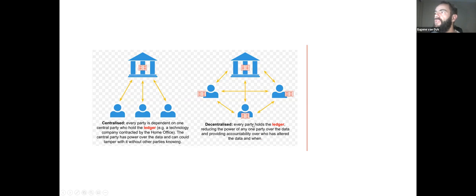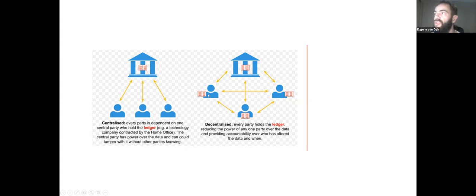When it comes to decentralized, every party holds the ledger. And think about it now, because of decentralized ledger technology or distributed ledger technology, Party A and Party B can transact with one another. They don't even need to know one another, because they can fully trust the system, because everybody is connected to the same ledger and keeps a copy of the same ledger with them.